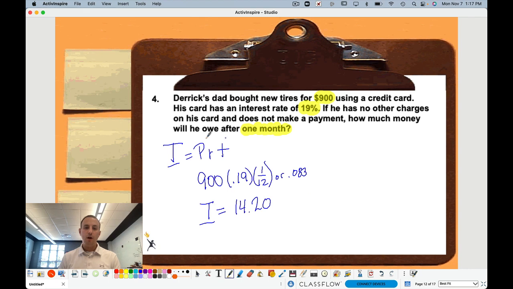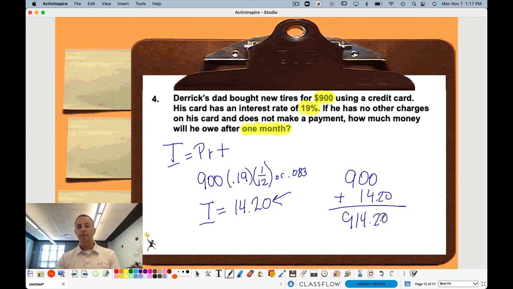So now how much will he owe after 1 month? Well, that means that we're not quite done yet. This is just the interest. What else does he owe? He owes the original. So it's going to be $900 plus that $14.20. So he's going to owe $914.20. And that would keep going up and up as the years go on.